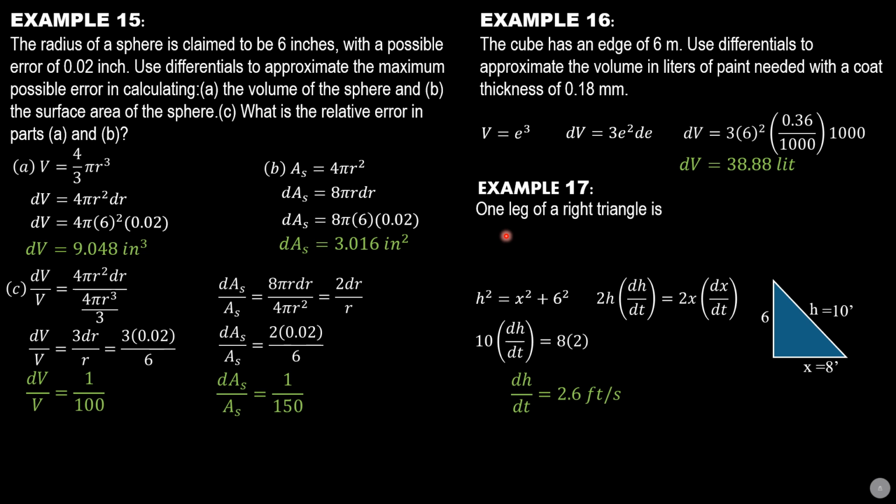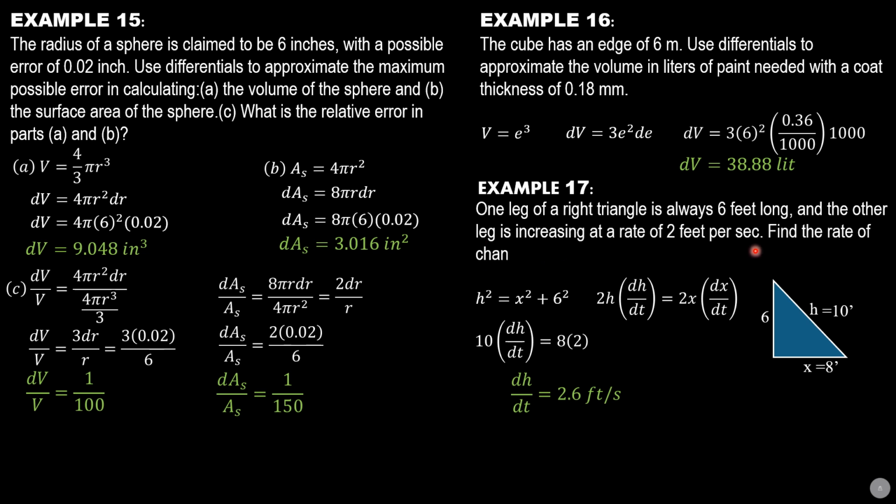Example 17. One leg of a right triangle is always 6 feet long, and the other leg is increasing at a rate of 2 feet per second. Find the rate of change of the hypotenuse when it is 10 feet long. It's better to solve this directly than applying the calculator techniques. I know how to solve this using the calculator technique, but I will not teach you that. It's better to solve it this way.